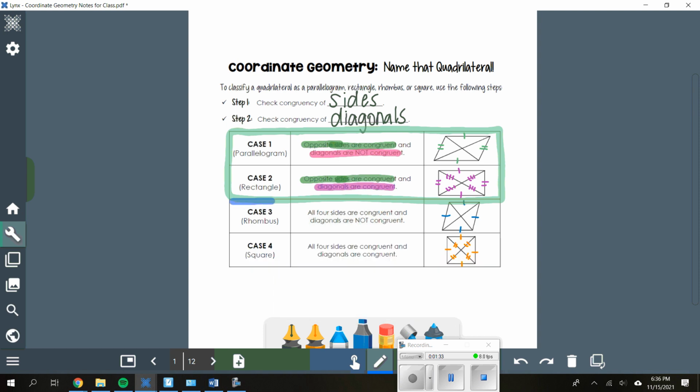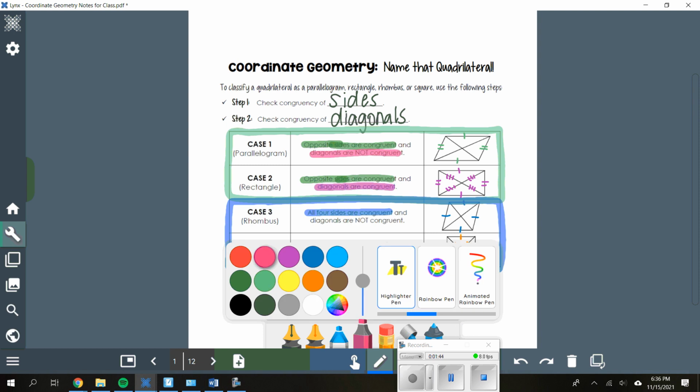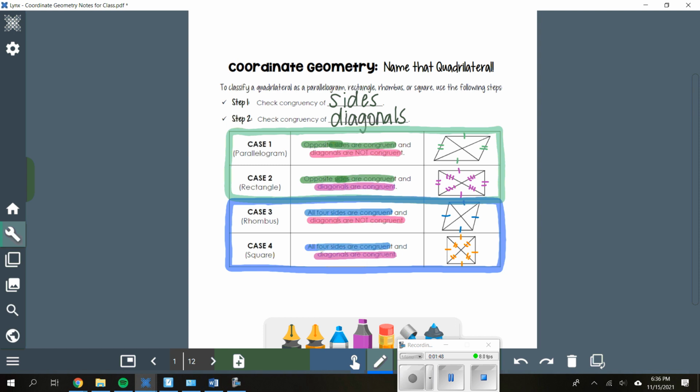And then I would break it down into my second box. So my second cluster would be cases 3 and 4. And that's because in this cluster, all 4 sides are going to be equal. So if all 4 of my sides are equal, I'm choosing between a rhombus or a square. And then again, it comes down to either my diagonals being not congruent or my diagonals being congruent, to decide between the 2 of those.